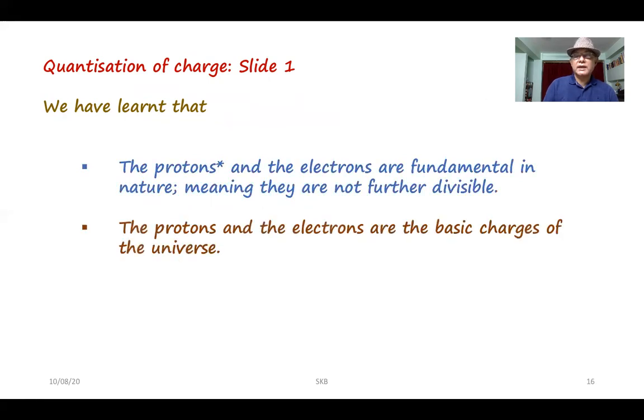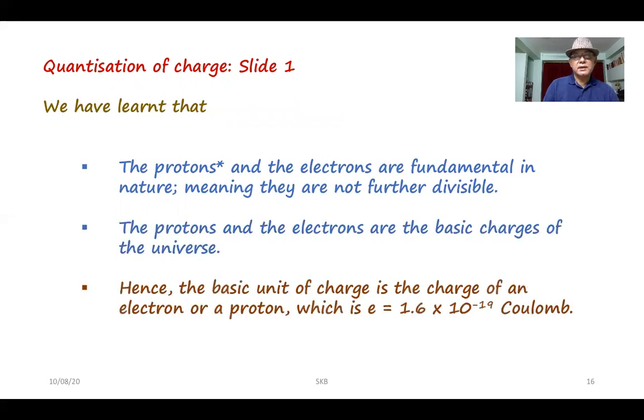The protons and electrons are the basic charges of the universe. Hence, the basic unit of charge is the charge of an electron or a proton, which is e equal to 1.6 into 10 to the power minus 19 coulomb.